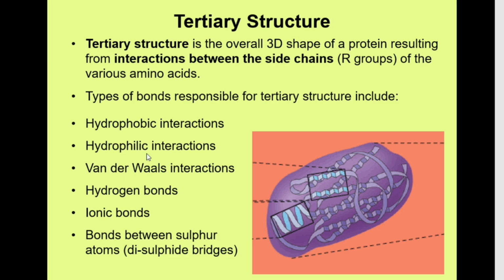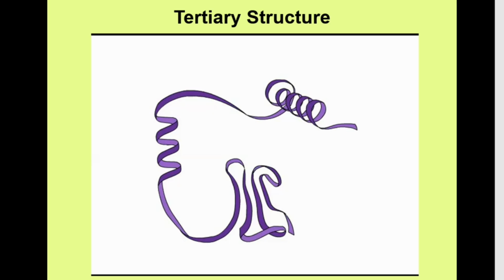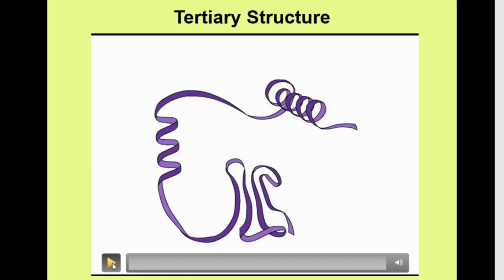We get these weak interactions called van der Waals interactions. We also get other weak bonds, so hydrogen bonds and ionic bonds. And then we do get some stronger covalent bonds like disulfide bridges that form between sulfur atoms that are in certain R groups. So we get a pretty diverse range of interactions between the R groups of the amino acids. And that's what basically helps to form this complex three-dimensional shape. So let's have a look at the animation for tertiary structure then.